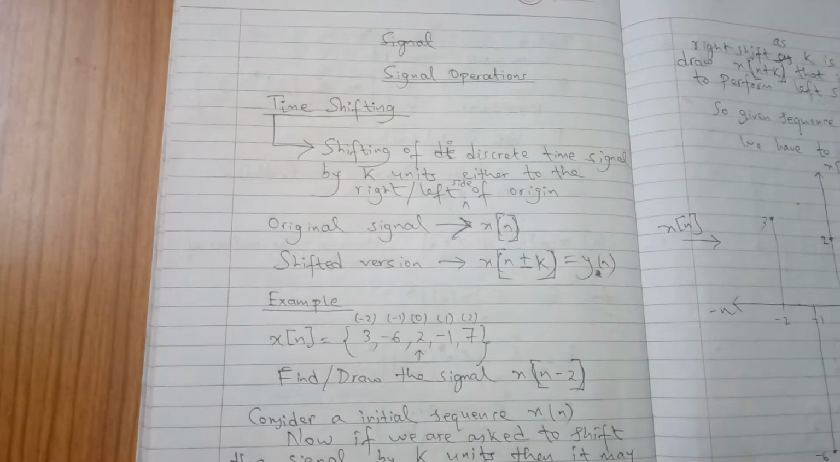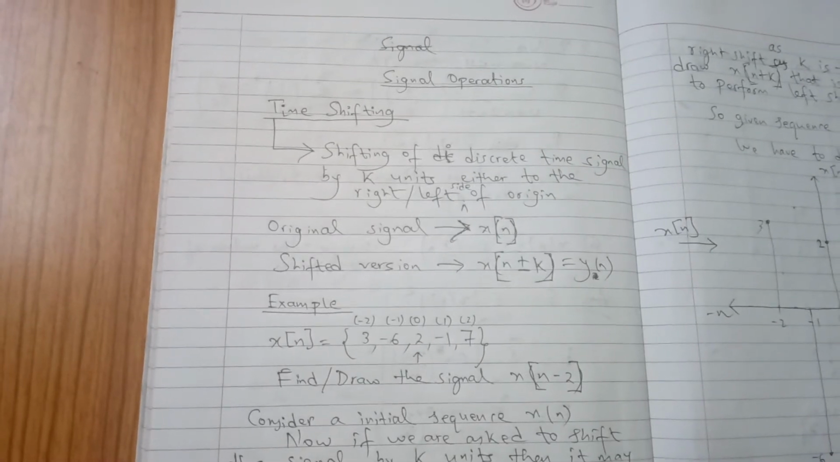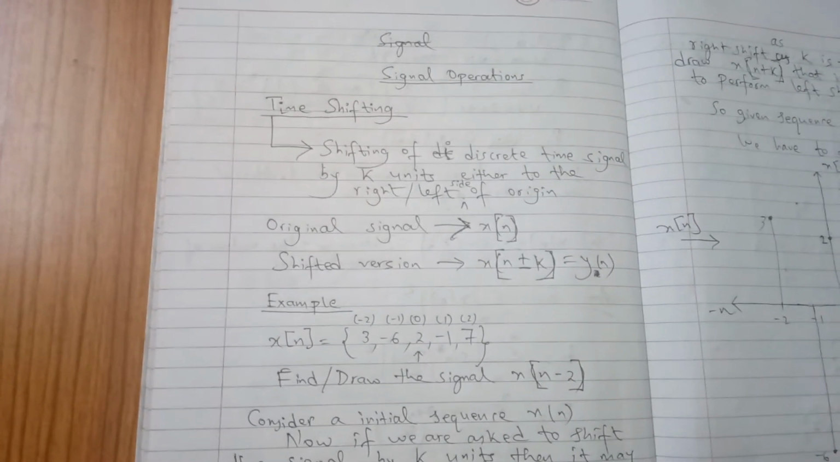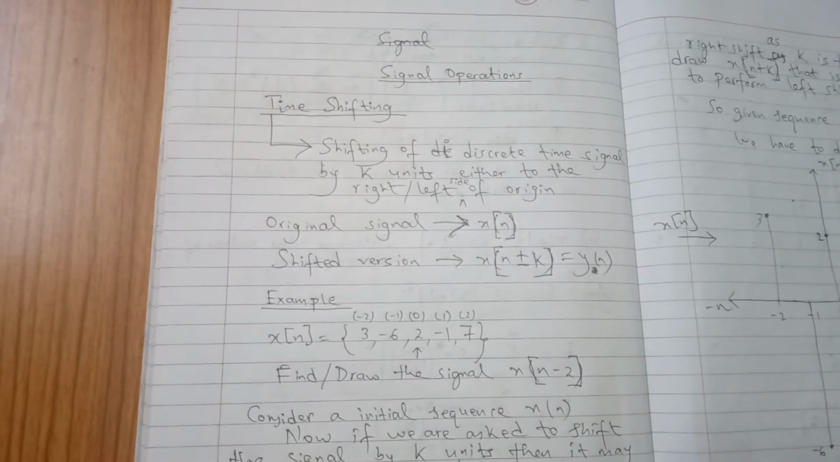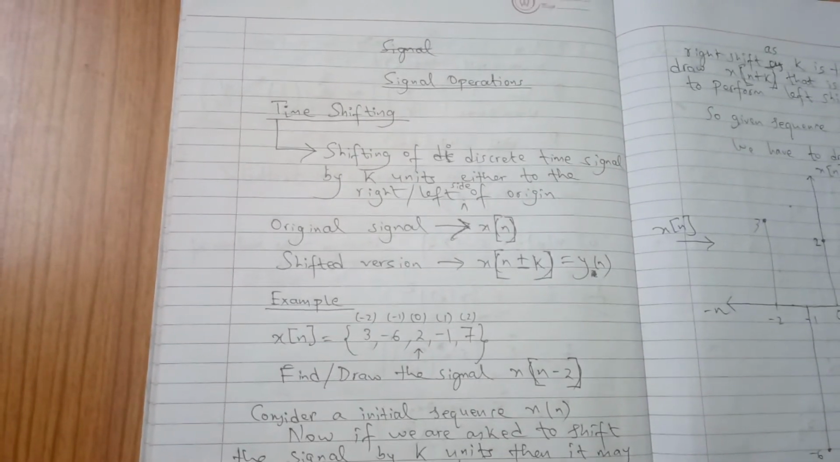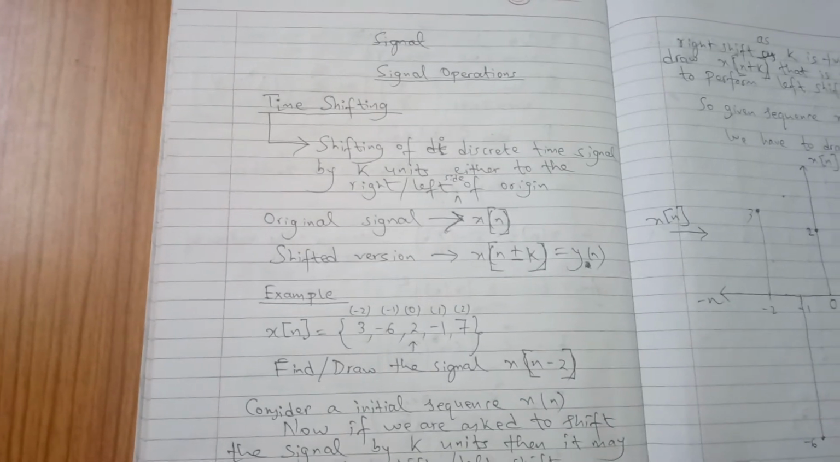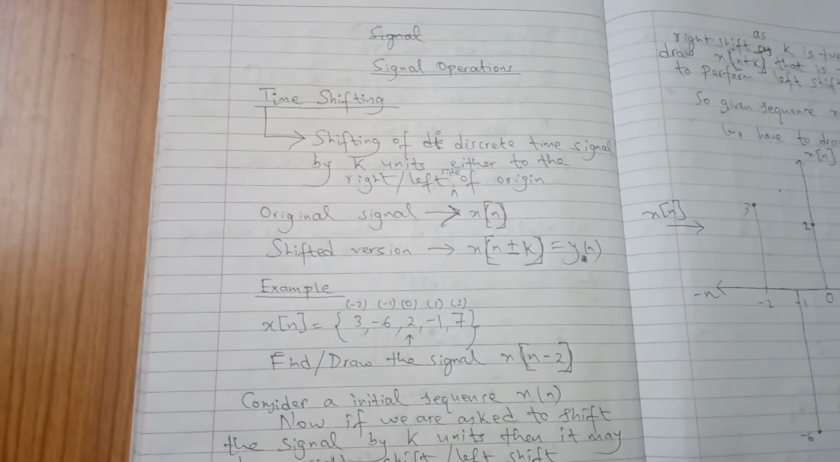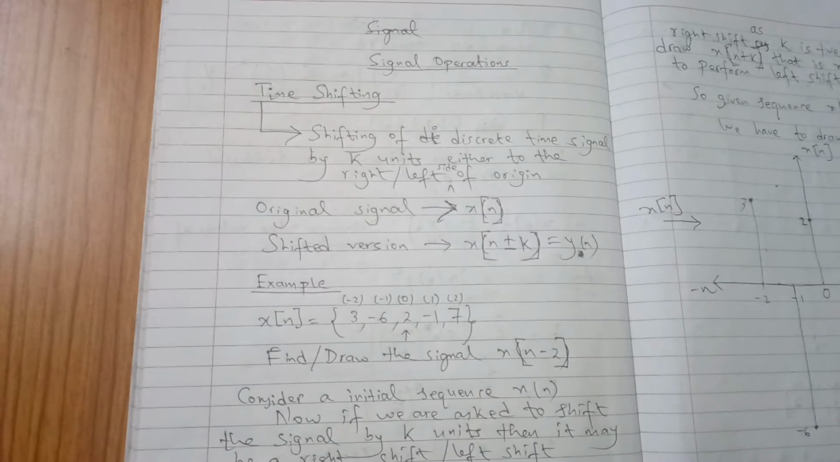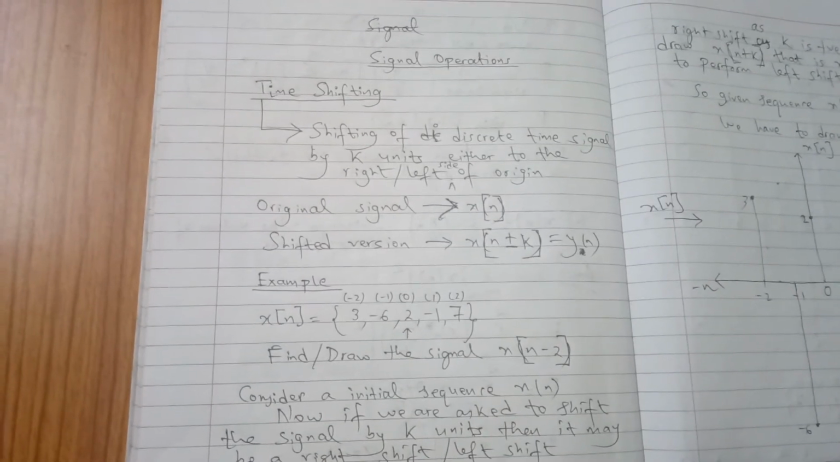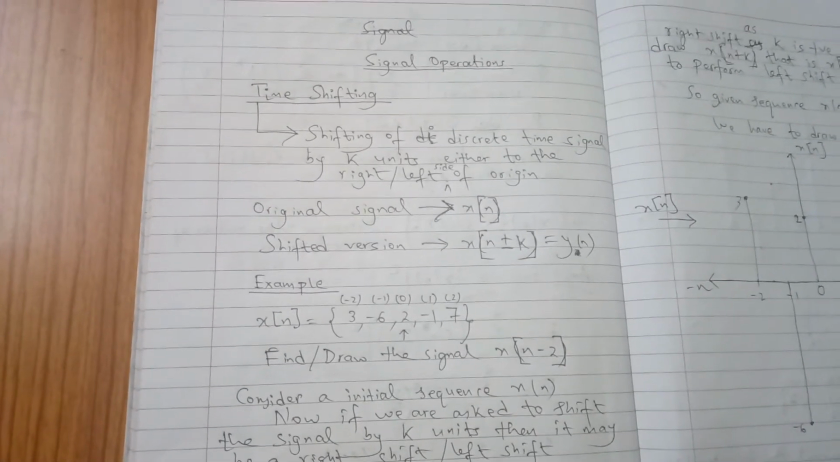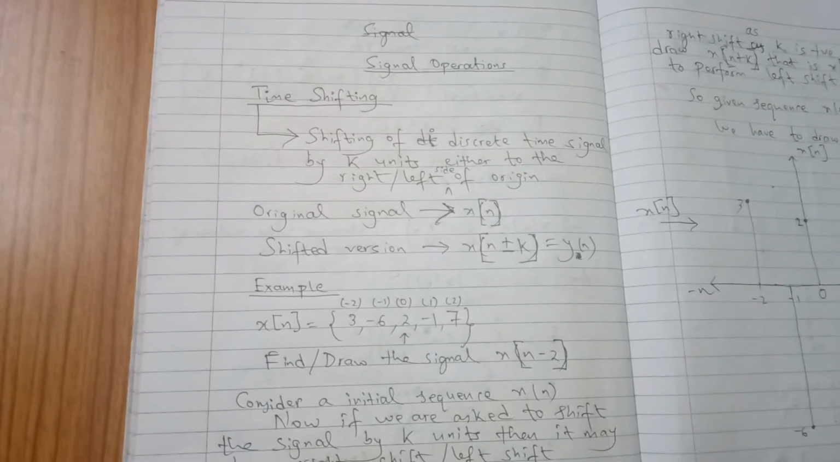If we are given an original discrete time signal x of n, then the shifted version of x of n will be x of n plus minus k. Here k is the unit of shifting, which determines how much we will shift the signal, and plus or minus determines the direction in which the shift will occur. That is, the shifted signal will be either a right shifted signal or a left shifted signal.